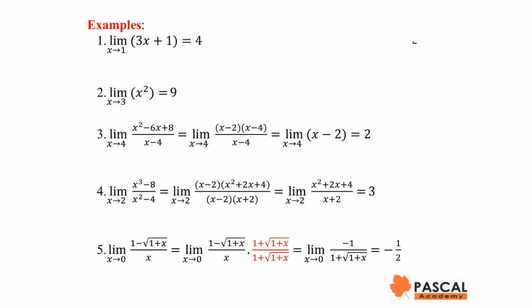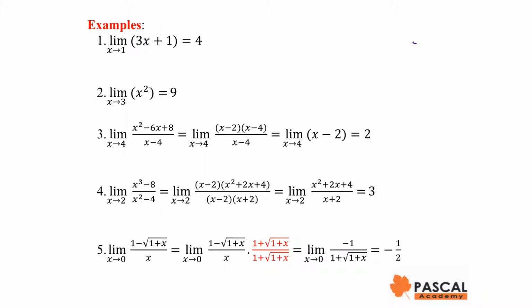Let's have some examples. Example 1. Limit of 3x plus 1 as x approaches 1 is 4. 3x plus 1 can be as close as possible to 4 when x is getting close to 1. Example 2. When x is getting close to 3, x^2 is getting close to 9. Therefore, limit of x^2 as x approaches 3 is 9.